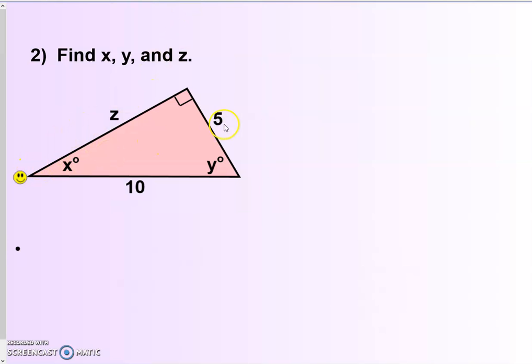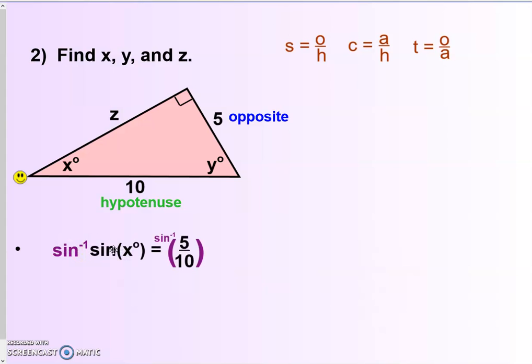Standing here at x, looking out, I see that 5 is the opposite and 10 is the hypotenuse. So if I pull up my little saying about horses, opposite and hypotenuse is sine. So the sine of x is opposite over hypotenuse. And then to get rid of the sine, what I had to do is take the inverse sine of both sides. And remember, an inverse will completely cancel out whatever the function was doing. So we end up getting x equals the inverse sine of 5/10.